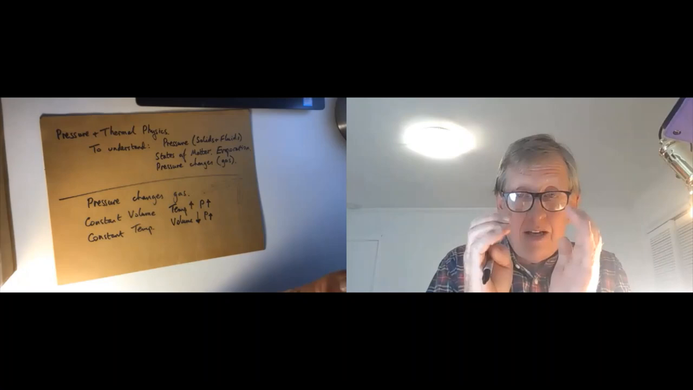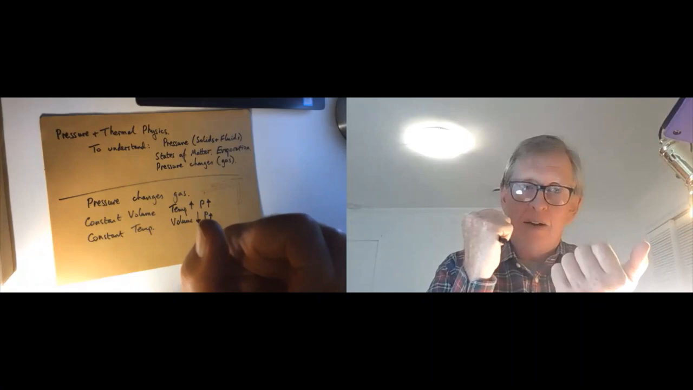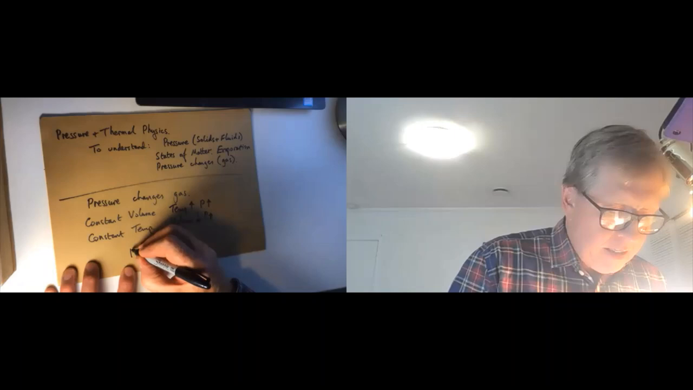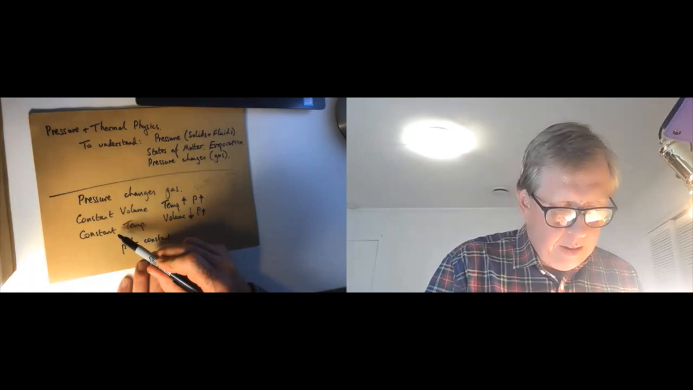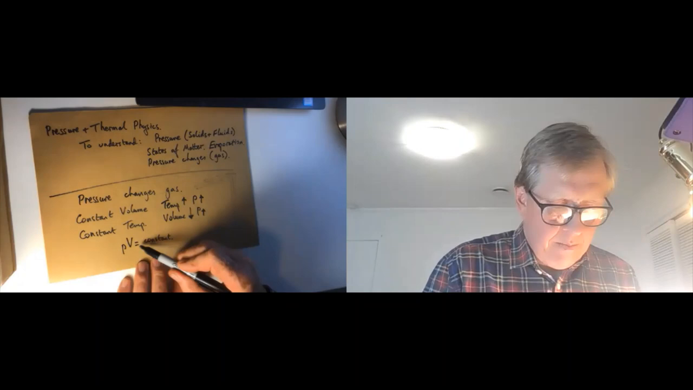So bicycle pump, squash it down with your hand. Okay, you've got your thumb over the end and then you know that the pressure is going to go up. That's it. It's easy, isn't it? Now, we can write this down in a nice little rule. Pressure times volume equals a constant. Okay. And so with this one here, as the volume goes down, the pressure goes up. So it's always going to be equal to a constant.